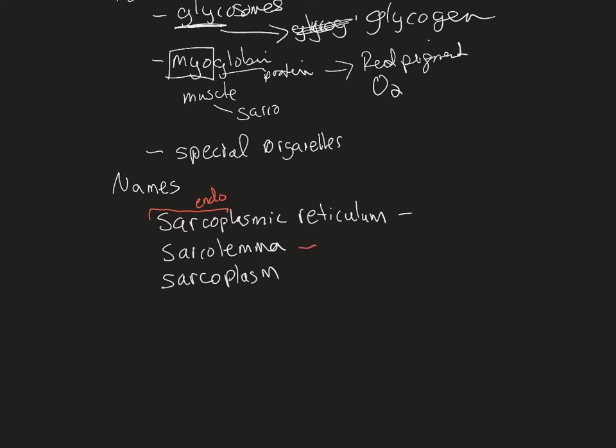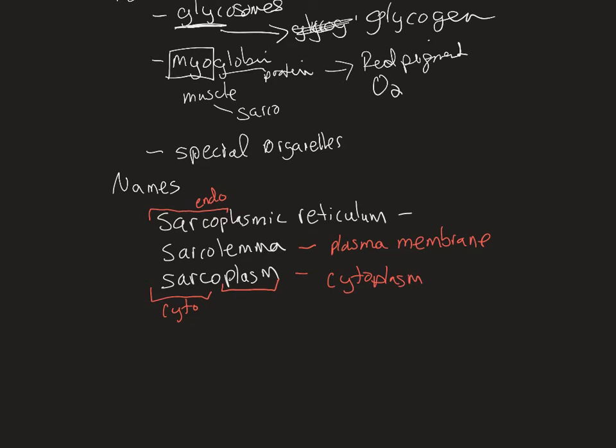Sarcolemma doesn't have a good trick to remember, so you're just going to have to remember that it is the plasma membrane of the cell. And you have to be careful when we get to the nervous system because we're going to have a neurolemma, but it is not the plasma membrane of your neuron. So just be aware of that. And then sarcoplasm, focus on this, plasm, and then sarco. If we change that to cytoplasm, you have cytoplasm. So sarcoplasm is the cytoplasm found within the skeletal muscle cell.